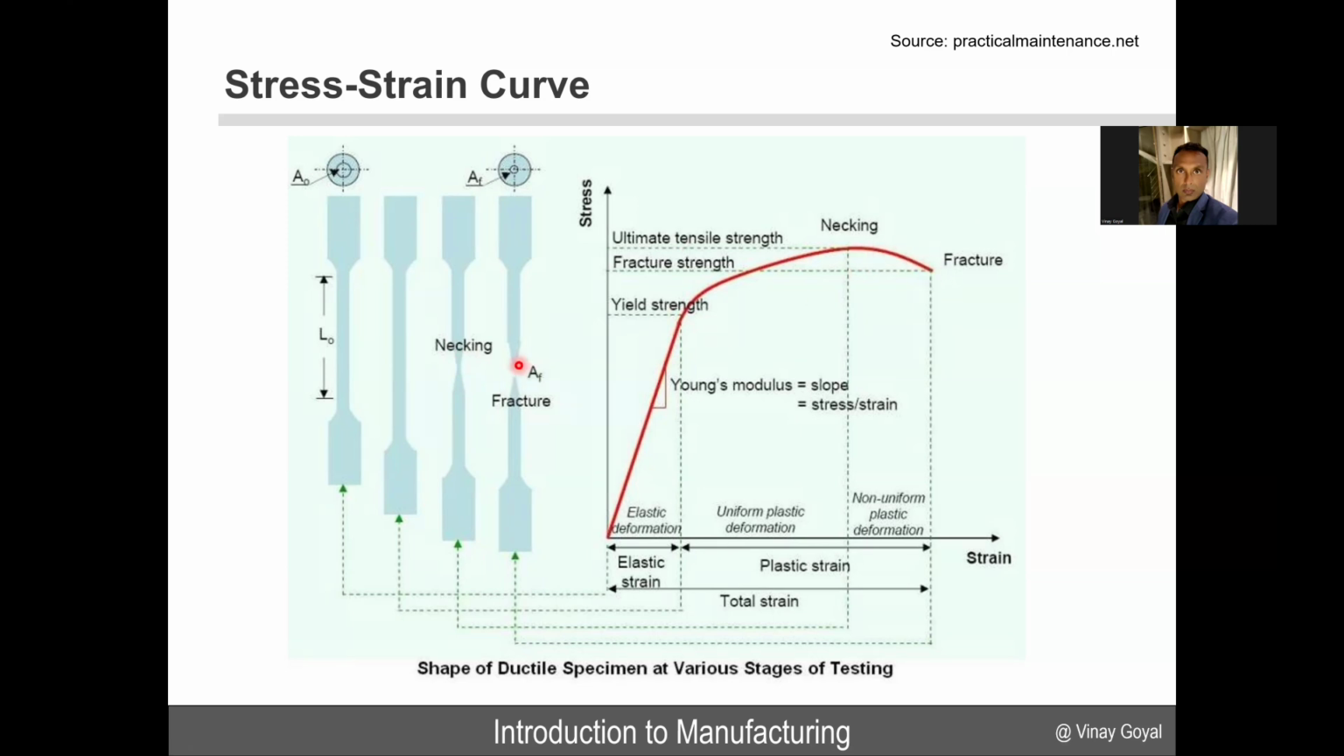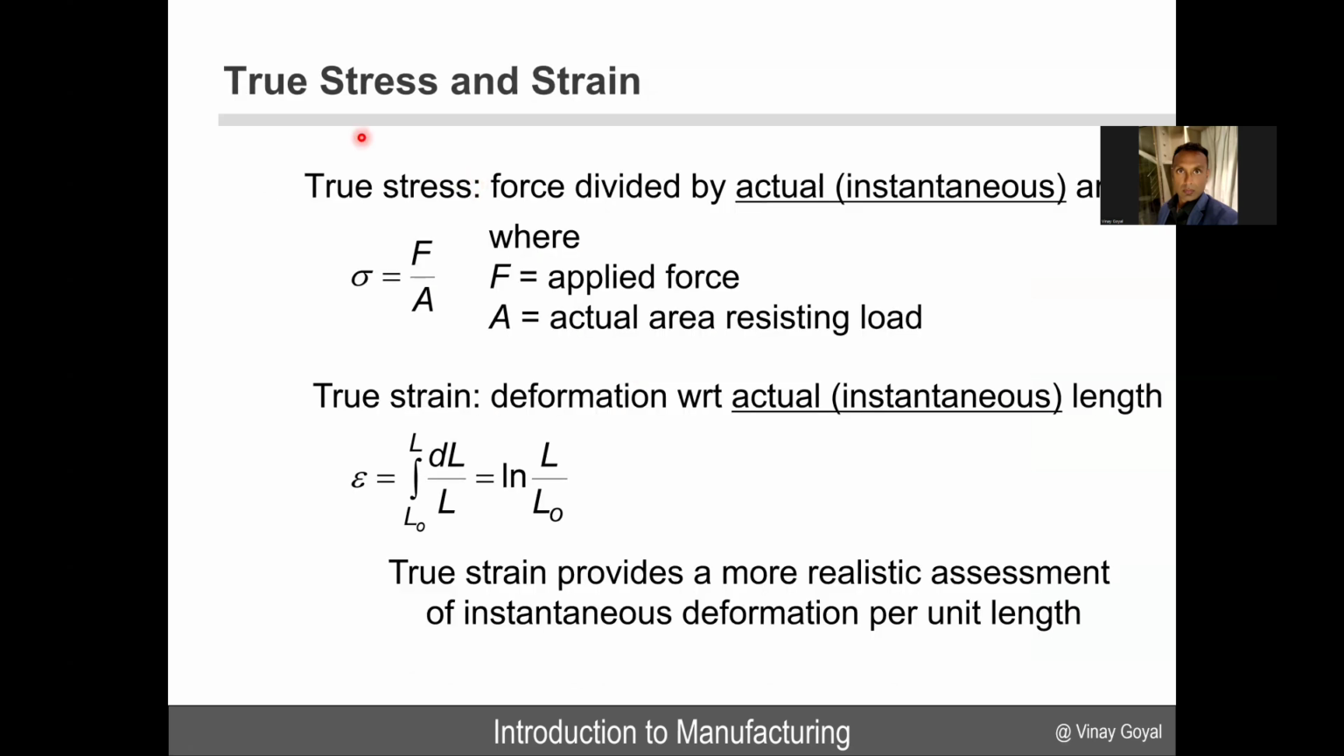Now, instead of looking at everything relative to the original cross-sectional area, there are some advantages to understanding the behavior of the stress strain response not referencing back to the original area, but rather to the instantaneous area. So that's where the concept of true stress and true strain comes into play. The true stress is the force divided by the actual instantaneous area rather than A naught, which was engineering stress.